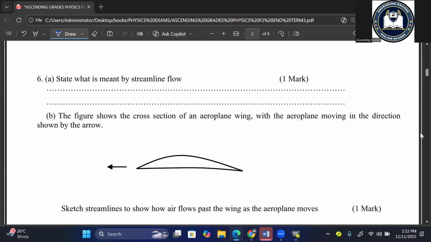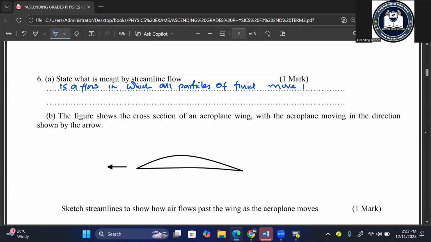State what is meant by streamline flow. Streamline flow is a type of flow in which all the particles of a fluid move in the same direction at the same velocity.